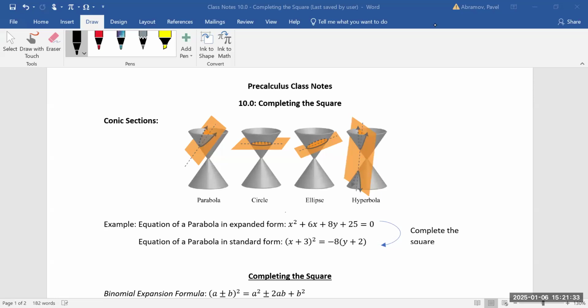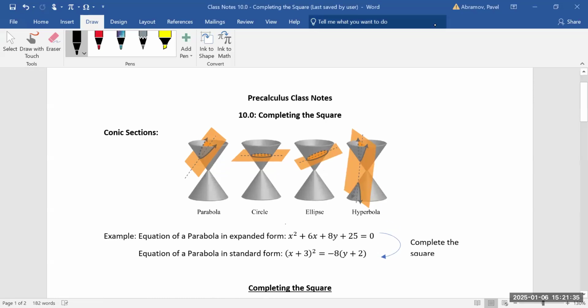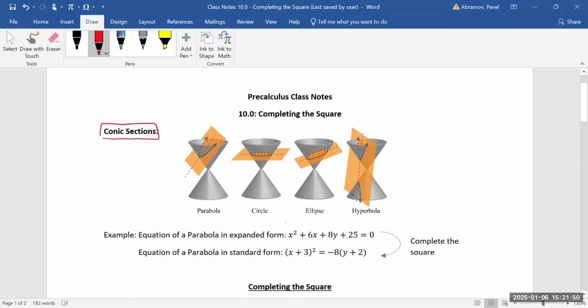Hi everyone. So today we are going to talk about completing the square, and that is a very important topic for us when we're going to talk about something called conic sections. So this is a review and an introduction of something that we need to know how to do before we talk about conic sections. So first, let's discuss what a conic section is.